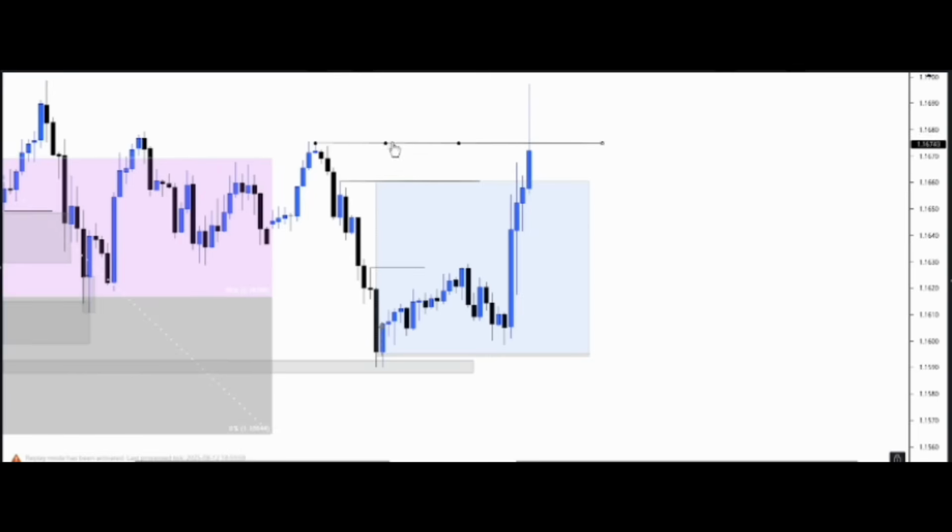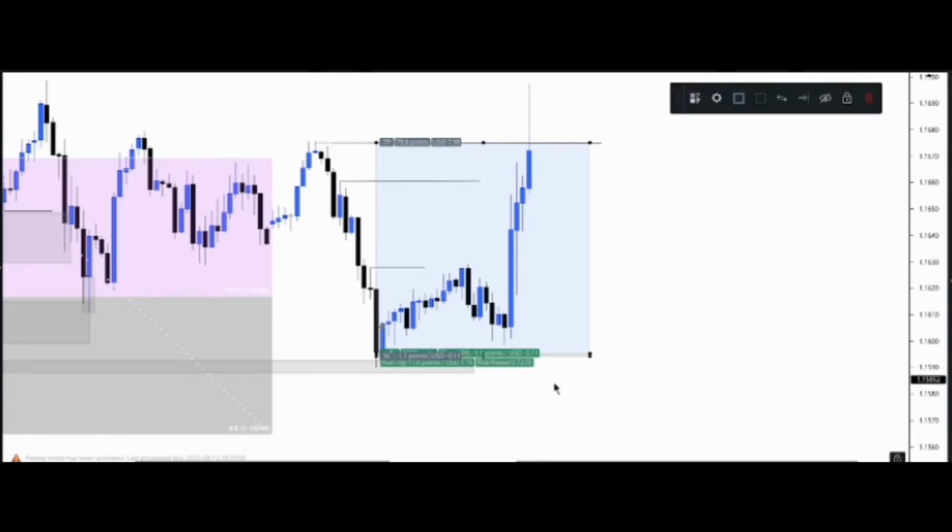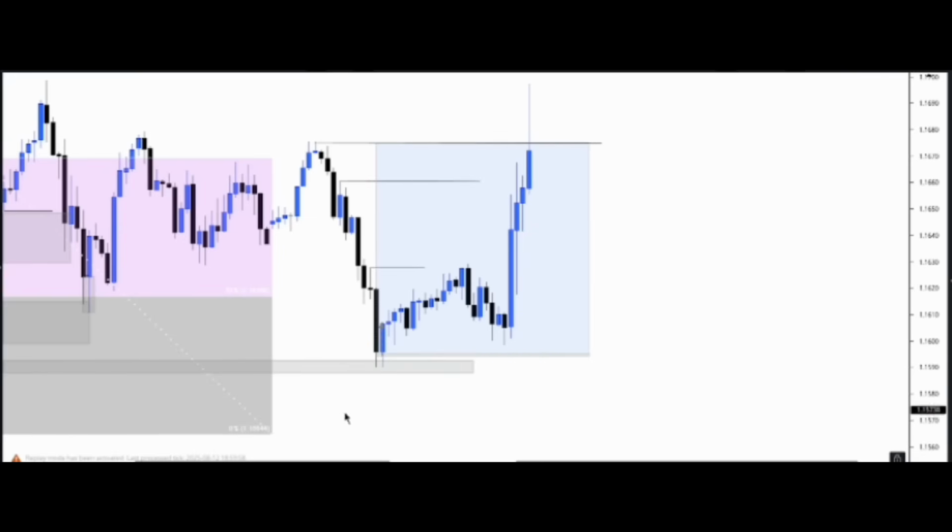Now as you can see, it hit the third target. So look at what you would have made. Let's see. This is crazy. This is crazy. You would have made 72 R. This is crazy. Why? Because of this dragon fair value gap. See the sniper entry? See the sniper entry?